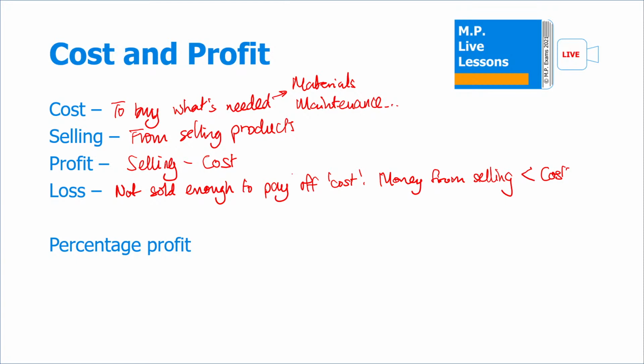And we have a little formula for percentage profit, which might be asked on foundation. This would be profit divided by the initial cost, times 100. So this tells you how much of the cost you've got back. For example, if you sell something for 2 times as much as you paid to make it, that's 100% profit. So you get back the cost and another 100%, if you like.